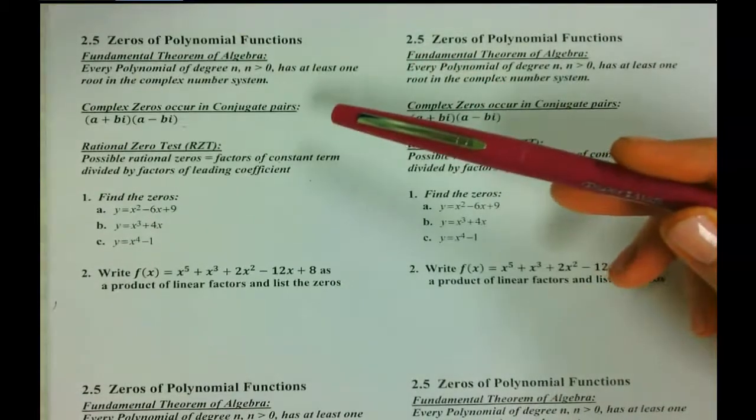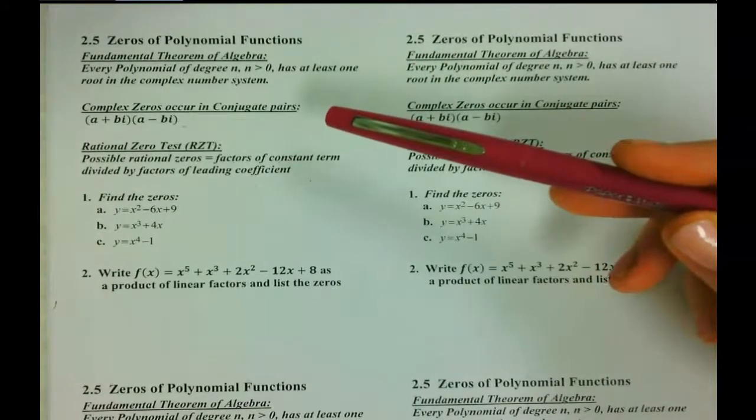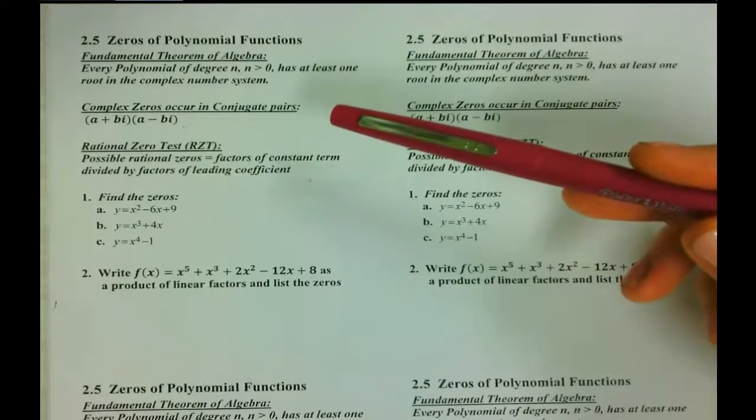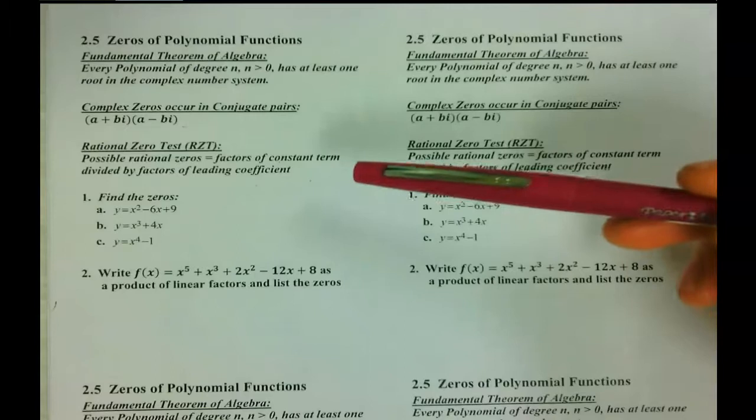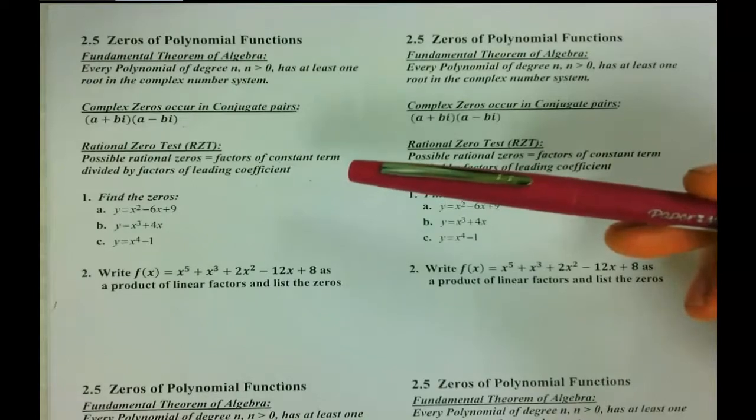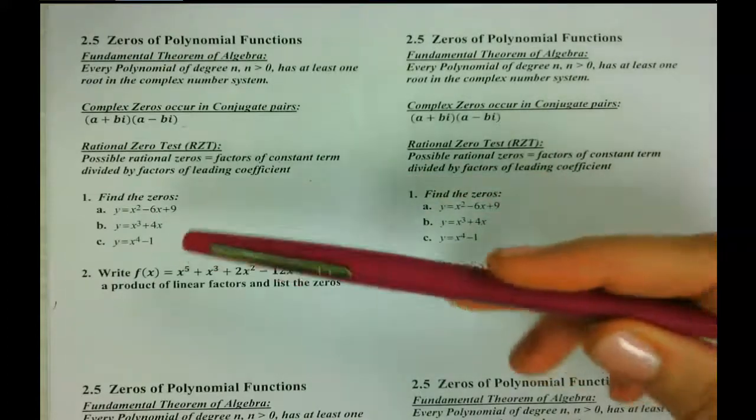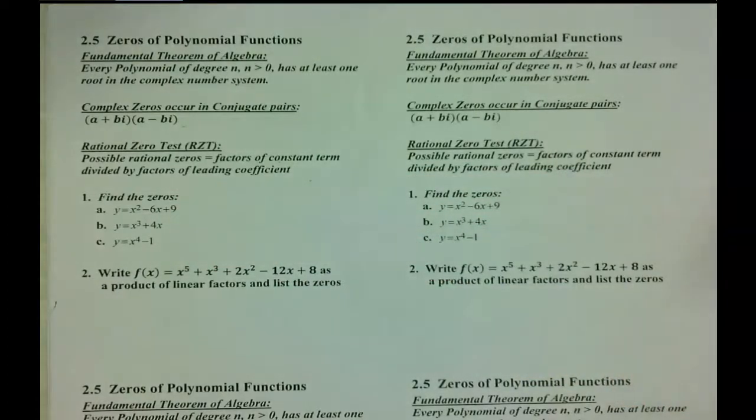We have already talked about complex zeros occurring in conjugate pairs. So if there is an a plus bi, there is also an a minus bi. We've already talked about the rational zero test, which says to find all possible rational zeros, you're going to take the factors of the constant and divide it by the factors of the leading coefficient. So we're going to put some of these into play and just do some practice here with 1 and 2, and then move on to getting ready for our test.